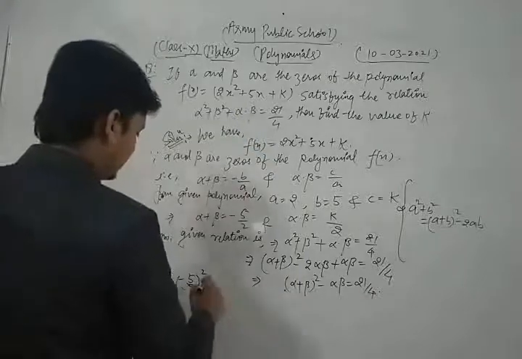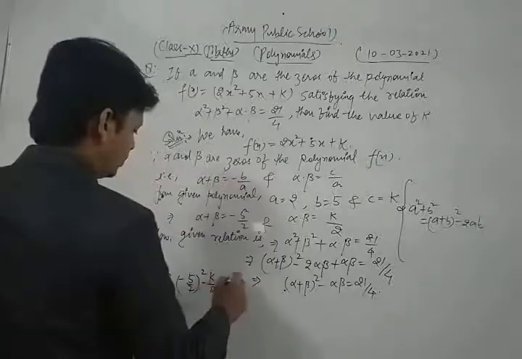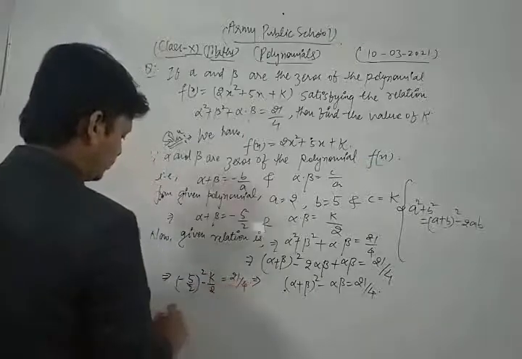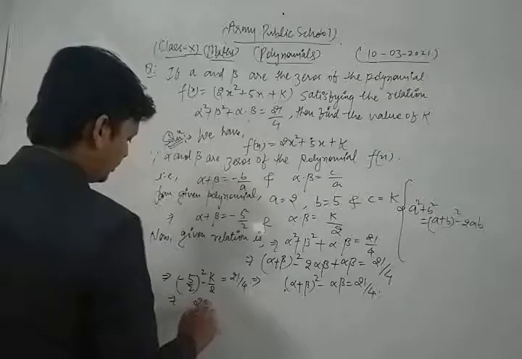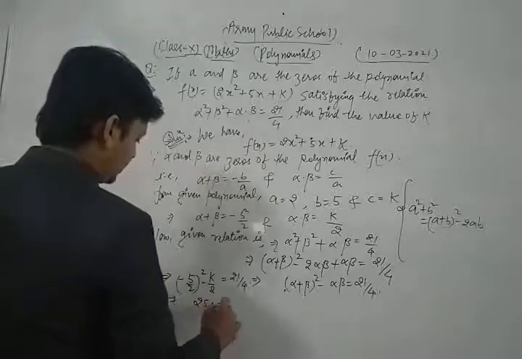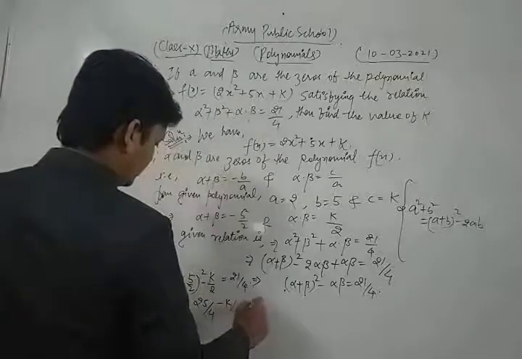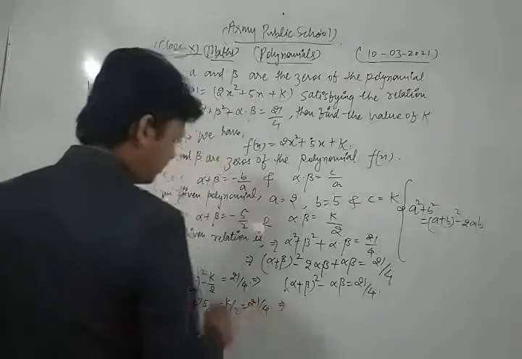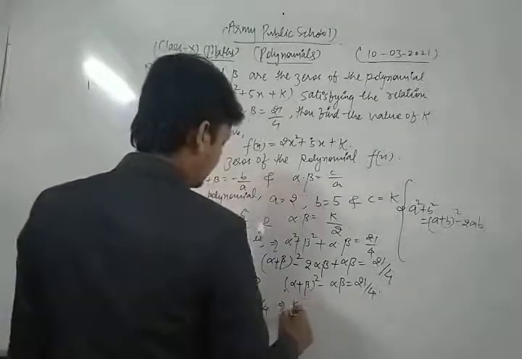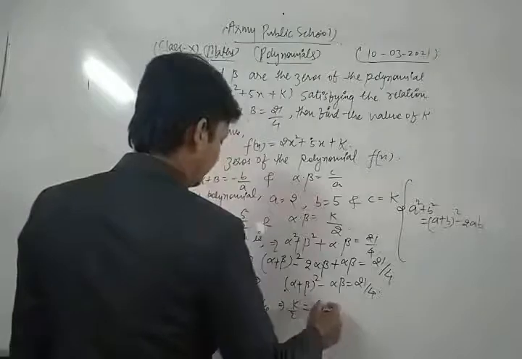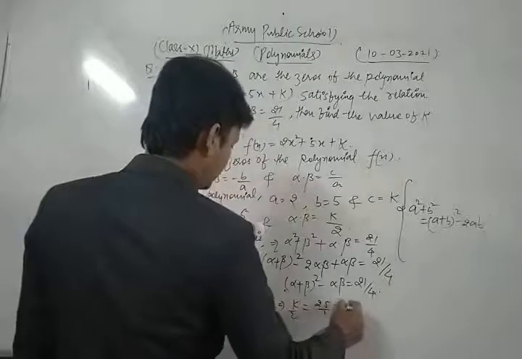Okay, minus alpha into beta is what? k by 2 is equal to 21 upon 4. So we get 5 5s are 25 upon 4. This is minus k by 2 is equal to 21 upon 4. Now we transfer minus k by 2 to that side, plus k by 2, and 25 upon 4 minus 21 upon 4.